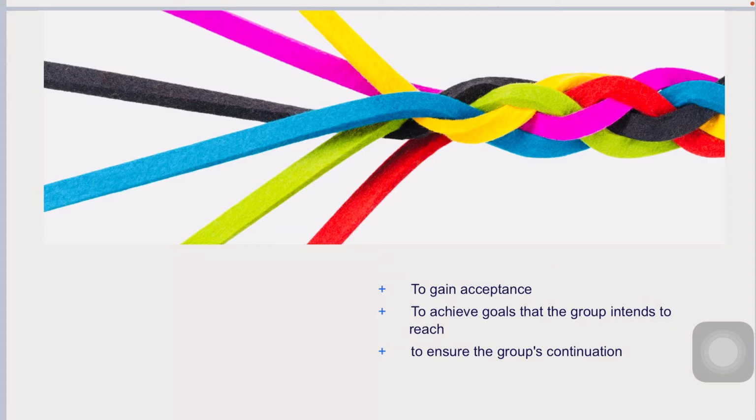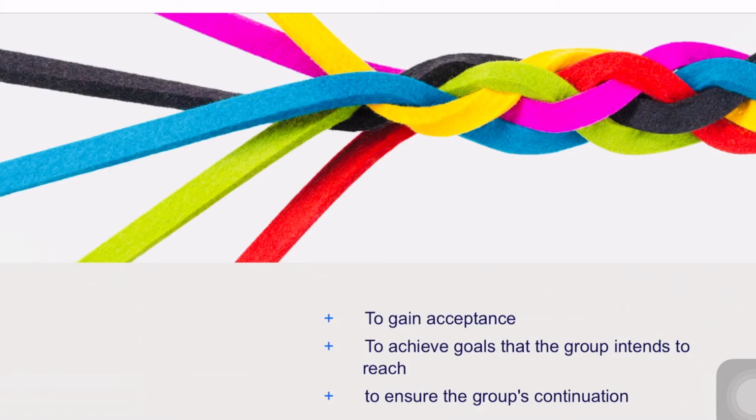The second reason is that individuals want to achieve goals that the group intends to reach. If you are a member of a group, you need to conform to make decisions and implement the decided course of action. For example, if you belong to a poor family, you need to work hard with other family members so that your family can come out of poverty. Not only will this help the whole group, but you will also be able to achieve your personal goals, that is, to live a secure lifestyle.